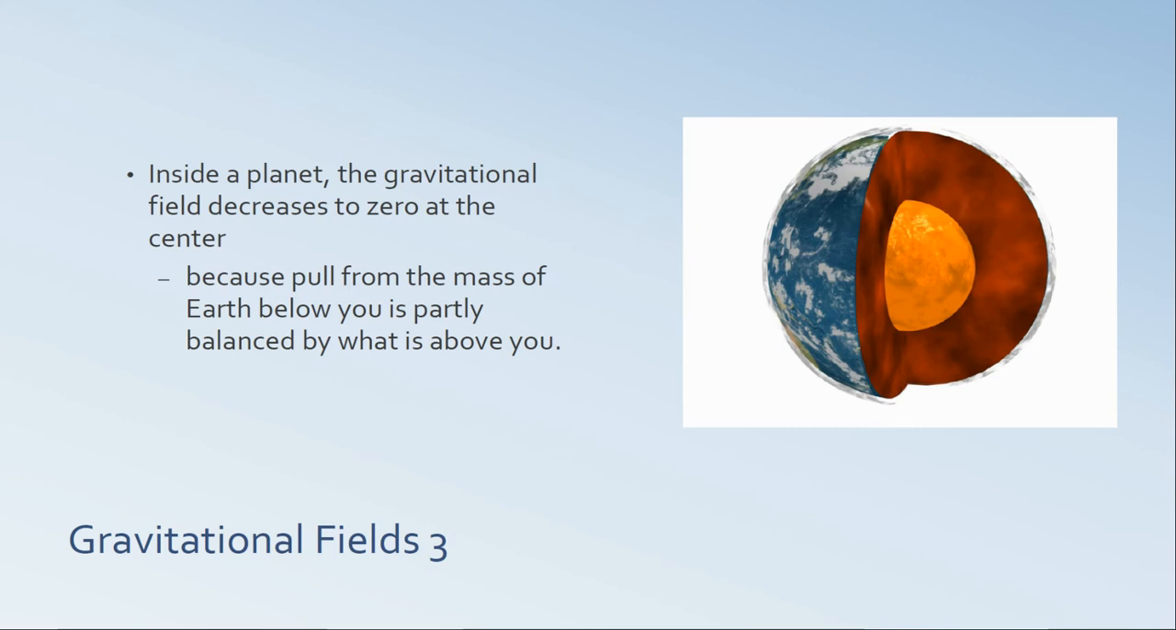But what if we go inside the earth? And inside a planet, the actual gravitational field of the planet decreases to zero. And how can that be? That's because as you travel from the surface towards the center of the planet, let's say you get about halfway, well, now the pull of the mass from the center of the planet here is kind of canceled out by the pull of the mass up here. So the closer you get to the center, the less gravitational pull, because it's starting to be canceled out by the mass above you.